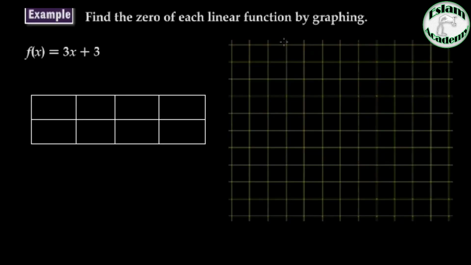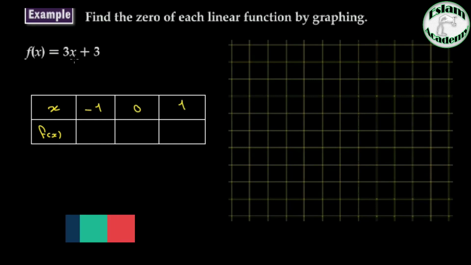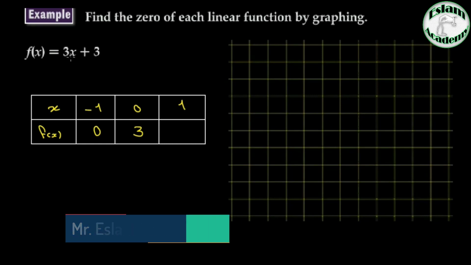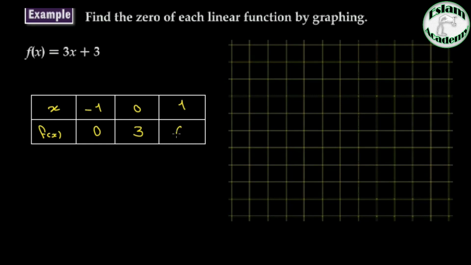Find the zeros of the function by graphing. f of x equals 3x plus 3. At first we have x and f of x. We can choose any values, like -1, 0, and 1. For the first one, 3 times -1 equals -3, plus 3 equals 0. 3 times 0 equals 0, plus 3 equals 3. 3 times 1 equals 3, plus 3 equals 6.